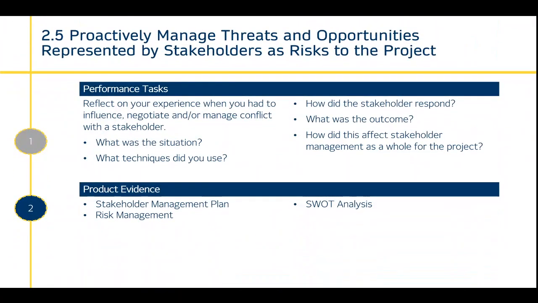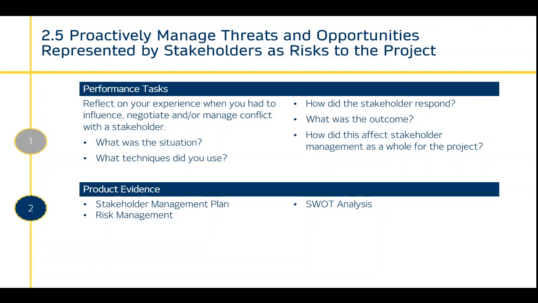2.5, proactively manage threats and opportunities represented by stakeholders as risks to the project. There's an overlap here, or a link between this criteria and the risk management unit. So if you've already done the risk management unit, there could be opportunity for holistic assessment, where if the risks that you're managing are stakeholders or particular stakeholders, then that should be able to cover this point if your evidence is broad enough to cover this, if there's enough there.